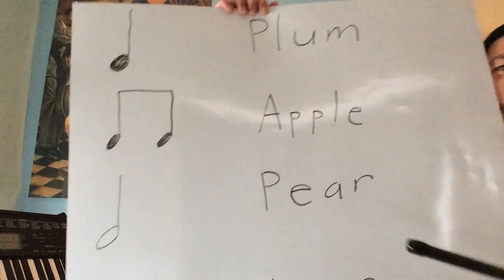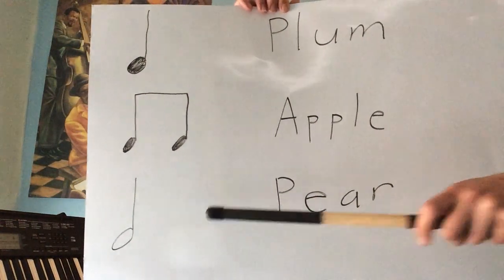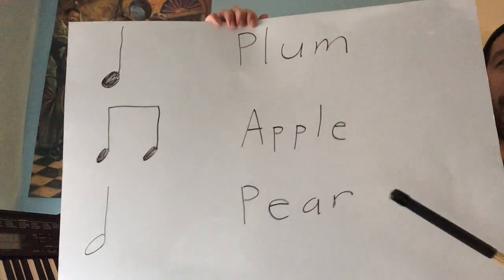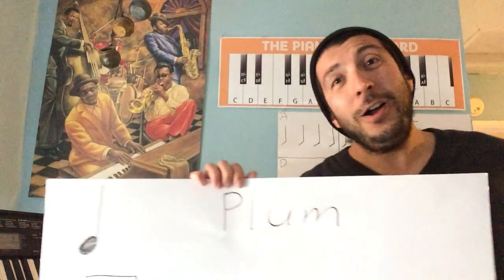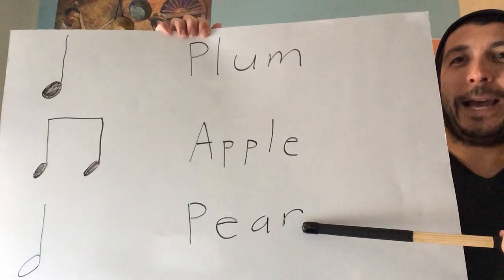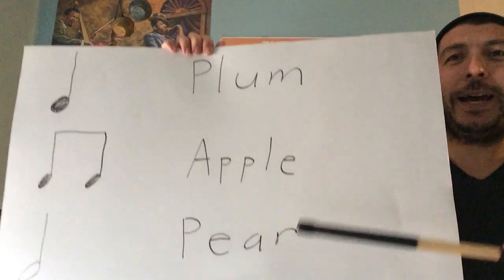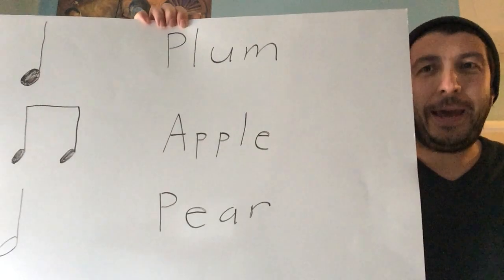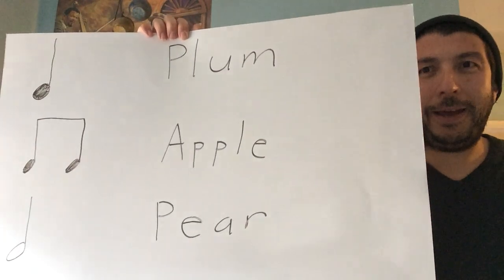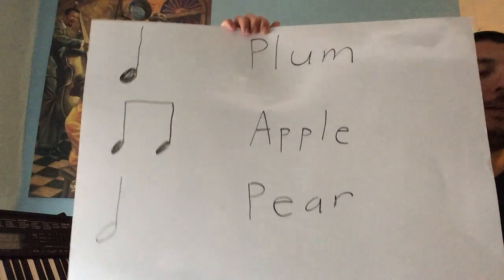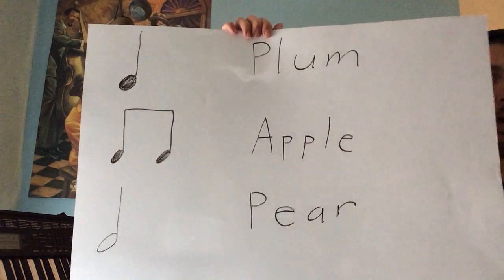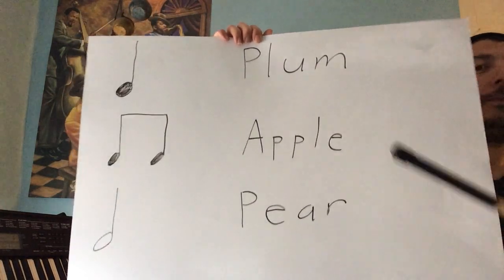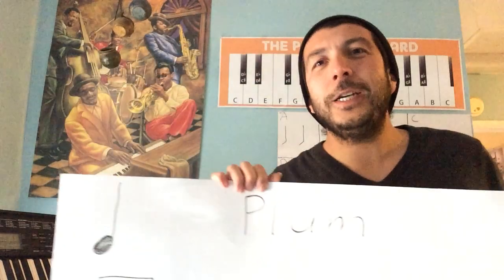Pear. All right. So this is called a half note. Half notes are a little bit longer. Because they're longer, one pear sound takes up the same amount of time as two plum sounds, like this. Pear, pear, pear, pear, pear. Good. Another one.